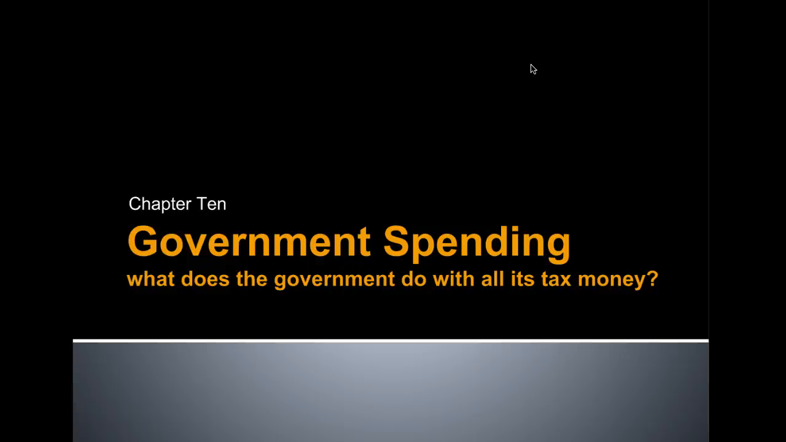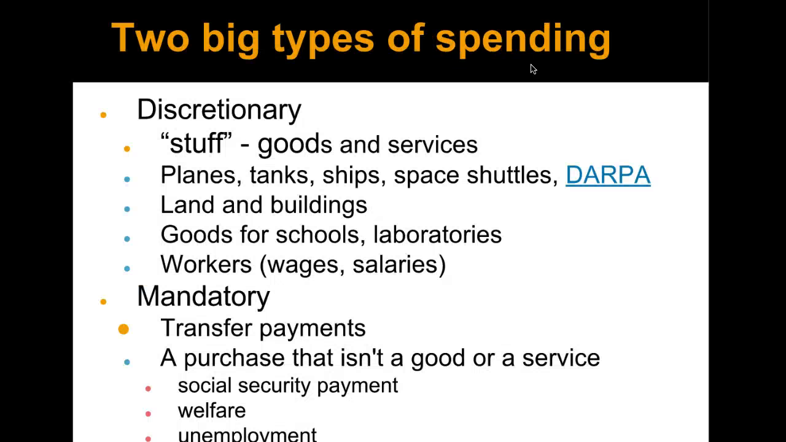So to start with, let's talk about the two big kinds of government spending. You've got discretionary and then mandatory. This page is going to look a little bit different than your notes. I broke the top part up a little bit. I had it kind of labeled wrong, so just fill it in as I've got it here.